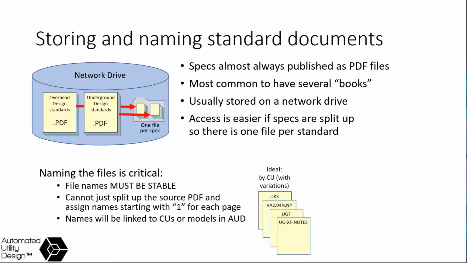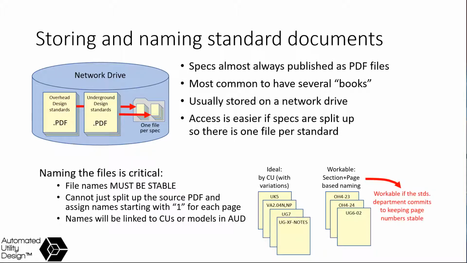A second workable scheme is to name documents by section and page. Indeed, in some cases, a standards department may already produce individual documents that are named by the section and page within that section. This can be acceptable if the standards department has committed to keeping the page number constant for any given standard. So, for example, if a UK5 pedestal is described on page 602 in the Underground Standards Manual, it will always be found on that page in every future edition.